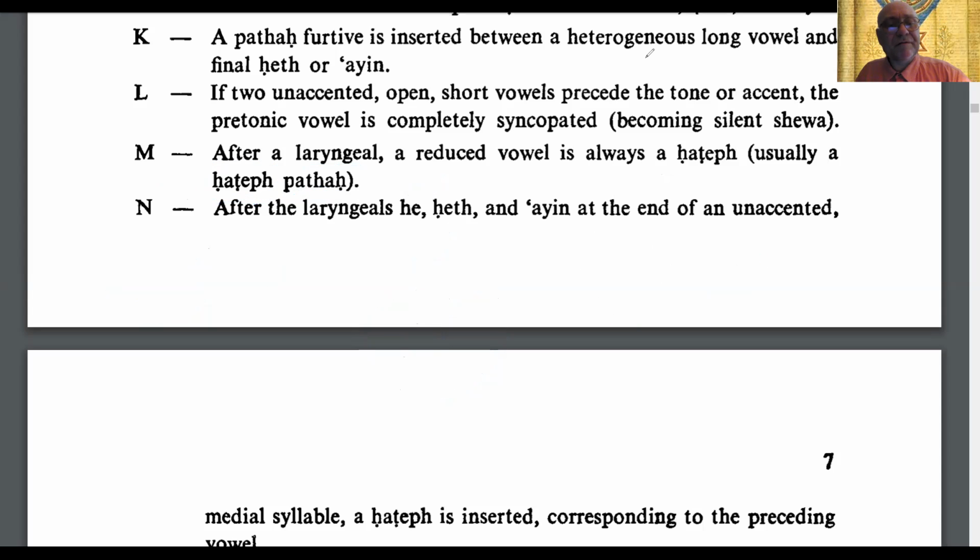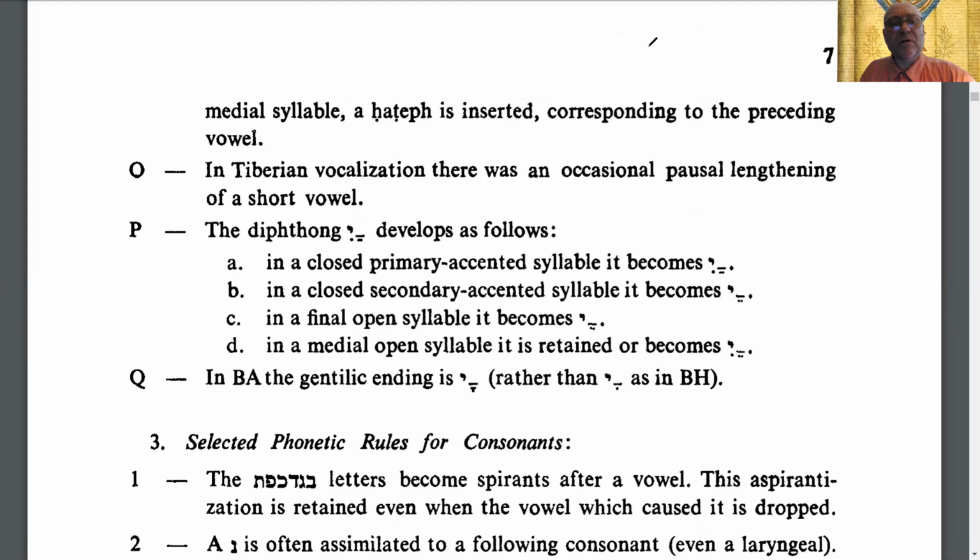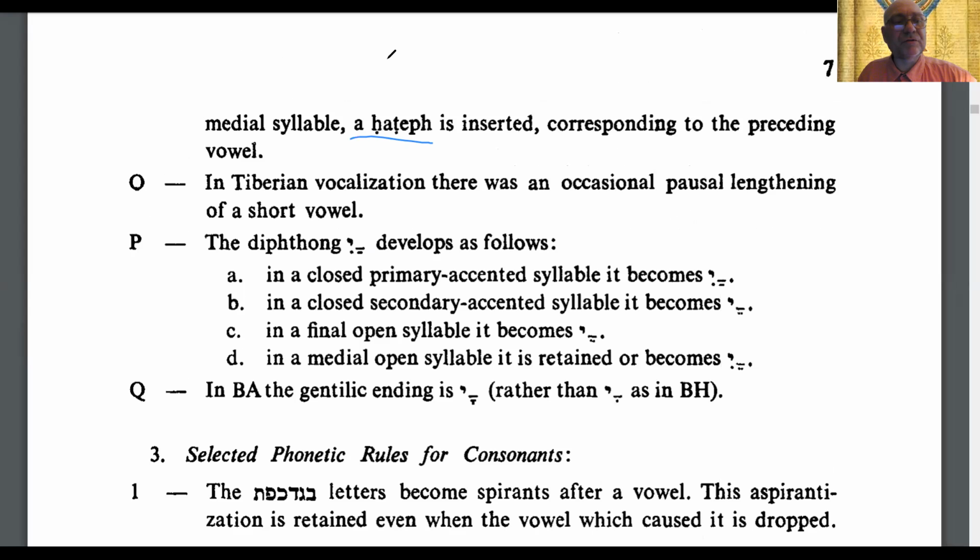Okay, so after the laryngeals, hey, het, and ayin at the end of an unaccented medial syllable, a hataf is inserted corresponding to the preceding vowel. Okay, so that hataf is reduced. In other words, it throws a shava on there to reduce it. Sometimes I've seen a segol that's reduced. That part there is the hataf. It's reduced. I'm pretty sure that's what it is.